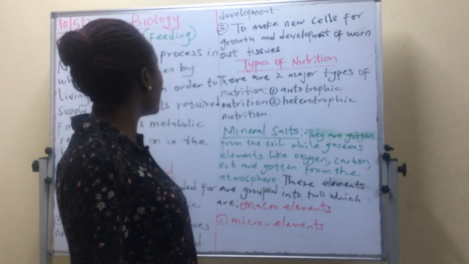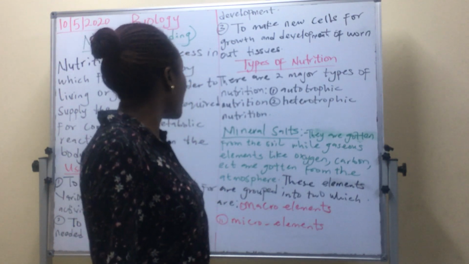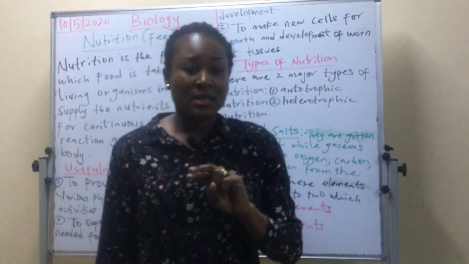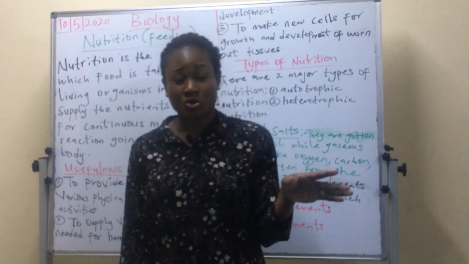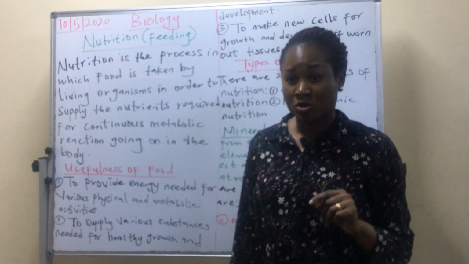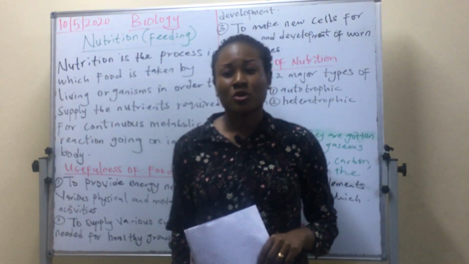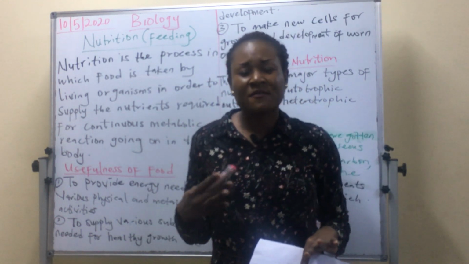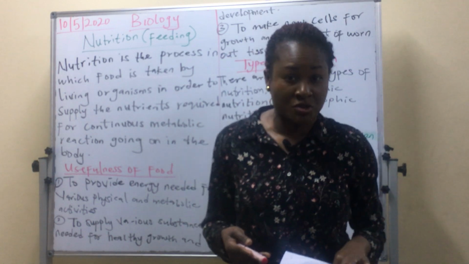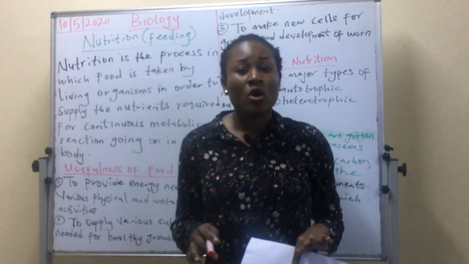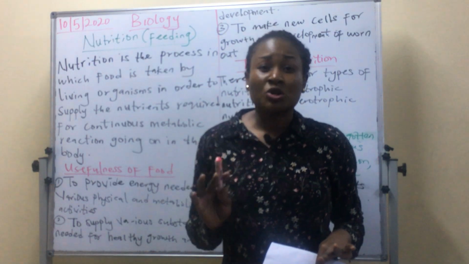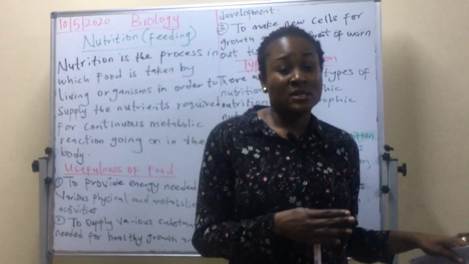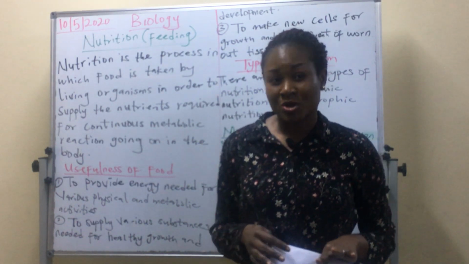Now, we've talked about the usefulness of food. We're going to talk about types of nutrition. There are two major types of nutrition: autotrophic nutrition and heterotrophic nutrition. What is autotrophic nutrition? Autotrophic nutrition is a process whereby some living organisms are able to make their own food, and those organisms are called autotrophs. Under the autotrophic mode of nutrition, we have two types: photosynthetic nutrition and chemosynthetic nutrition.